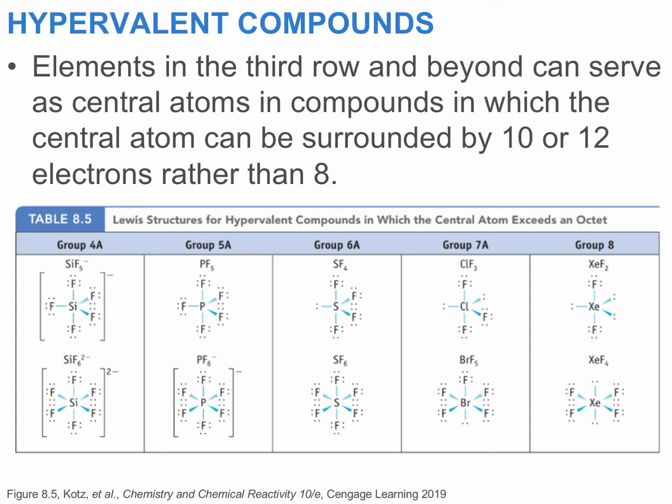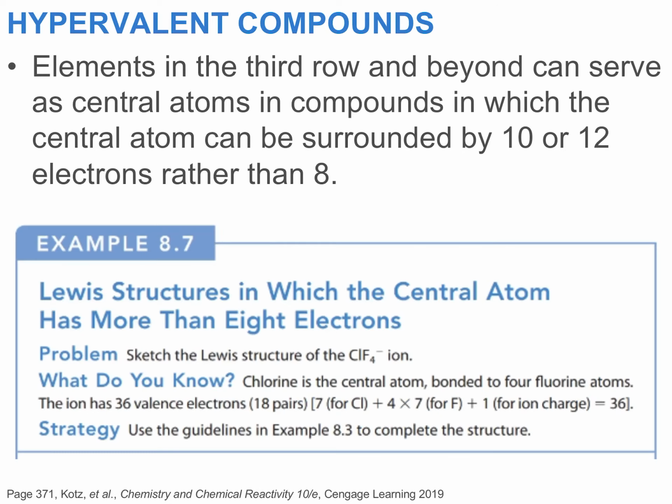If we look over here, we can see that silicon has 2, 4, 6, 8, 10 in the SiF5 minus ion, or we can have 2, 4, 6, 8, 10, 12. So again, these are elements that are beyond the third period. The third and fourth period can expand their octets, and they can be surrounded by 10 or 12 electrons rather than 8. So let's look at an example.